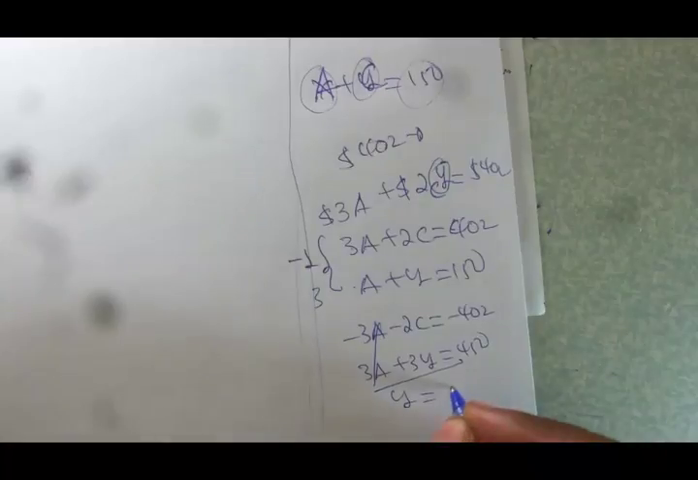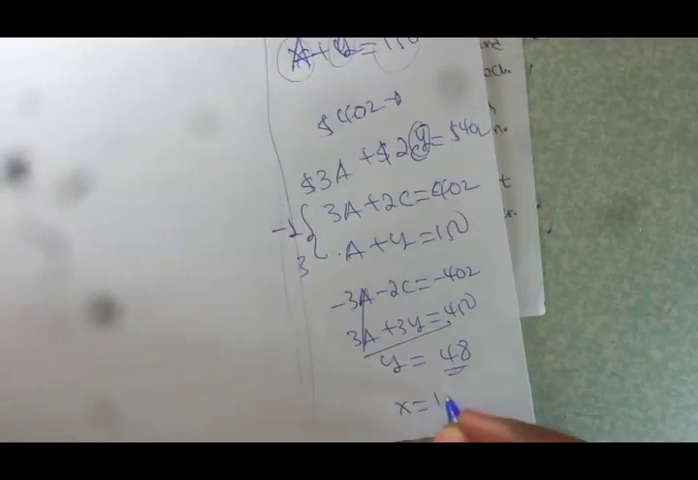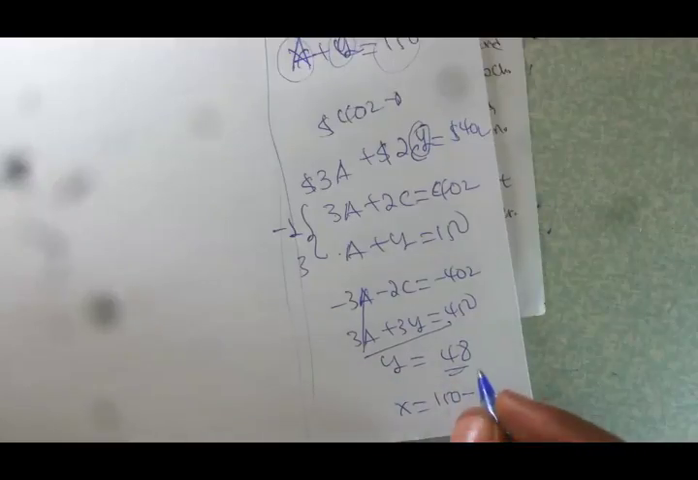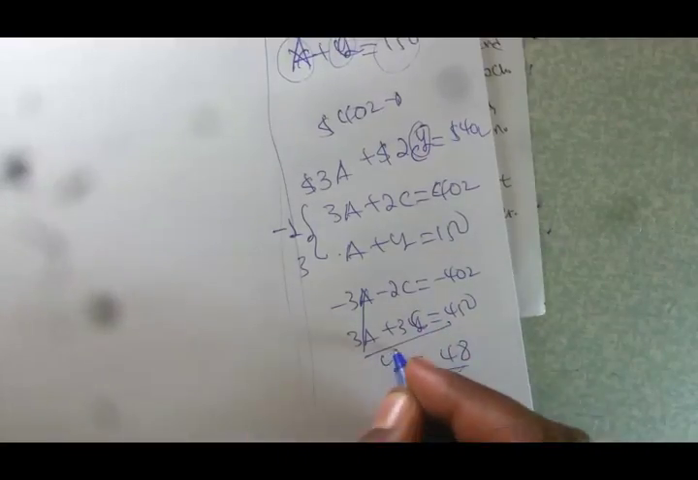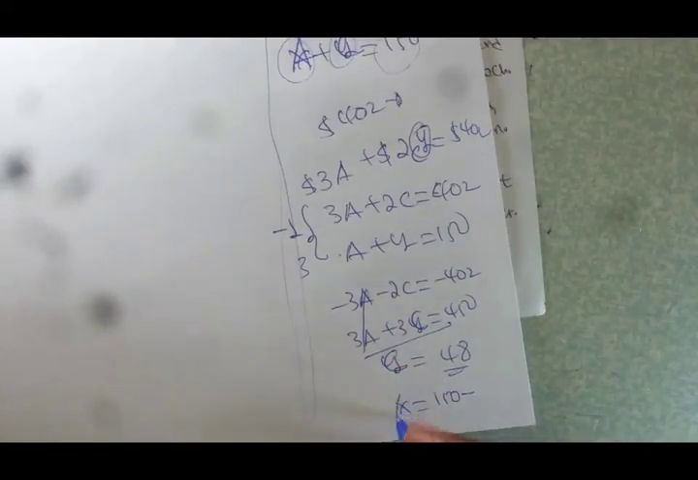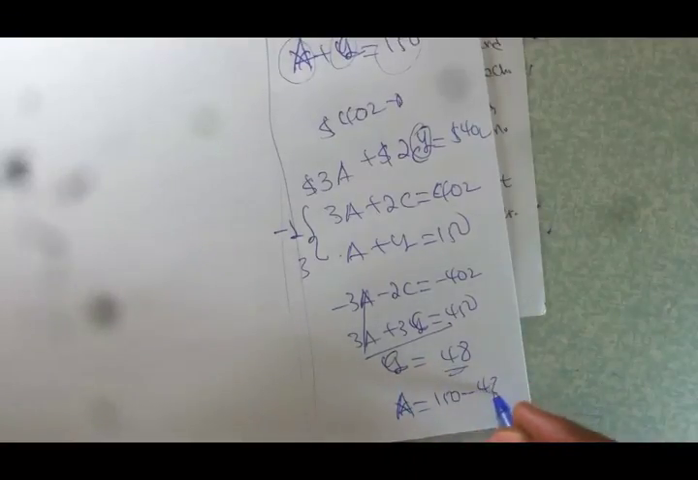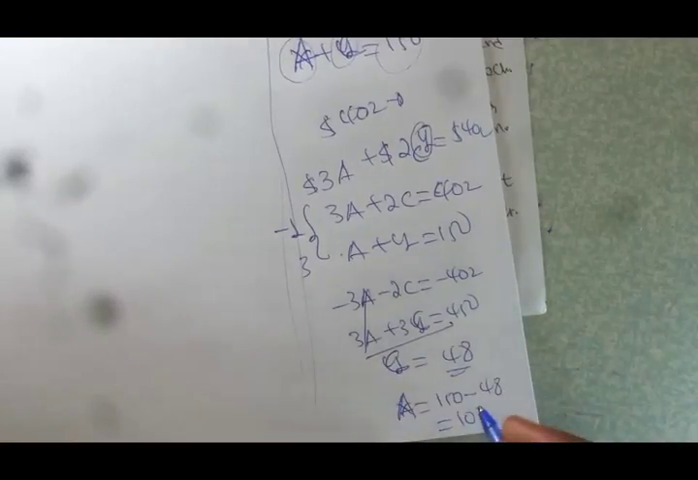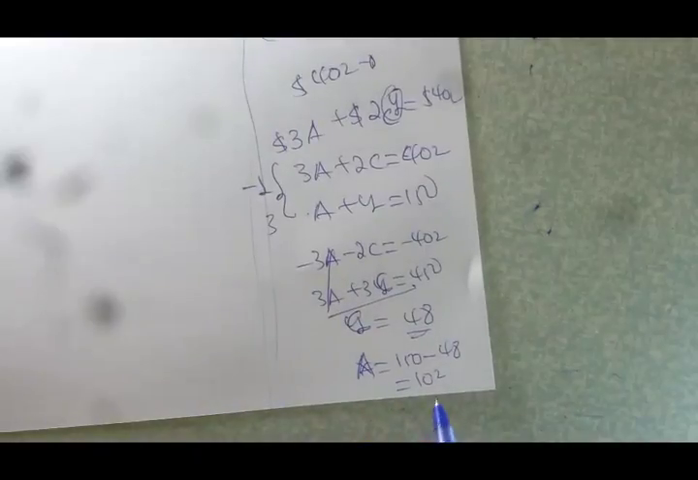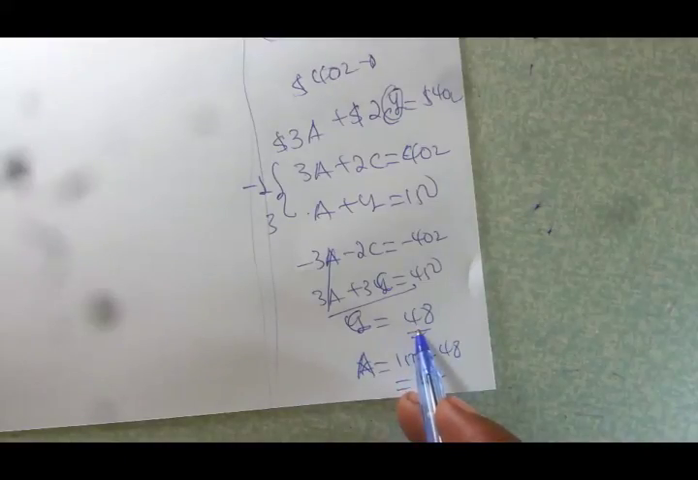This will be cancelled, and y is equal to 48, and x is equal to 115 minus C. Therefore A is equal to 150 minus 48, which is equal to 102. Therefore there were 102 tickets sold for adults, and there were 48 tickets sold for their children.